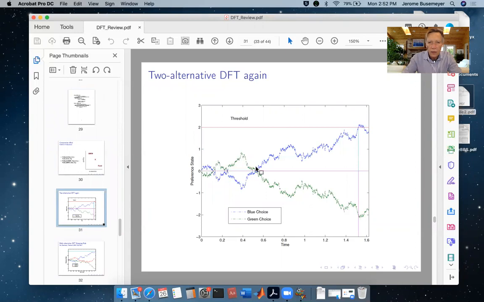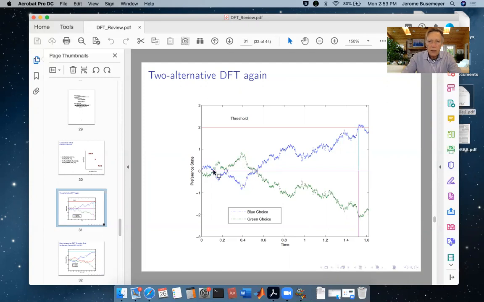So here's decision field theory once again with just two options. The basic idea is now you have a preference accumulator for the blue option, and you have a preference accumulator for the green option. Say you're thinking about two motorcycles, the green motorcycle versus the blue motorcycle. When you start accumulating some evaluations, maybe you initially accumulate evaluations that favor the green option over the blue option. But then you switch and you start accumulating evaluations favoring the blue option over the green option.